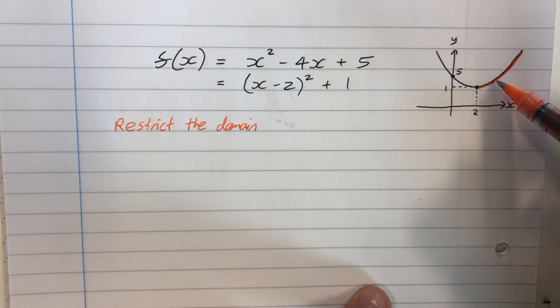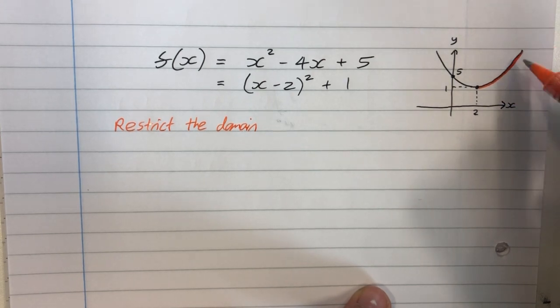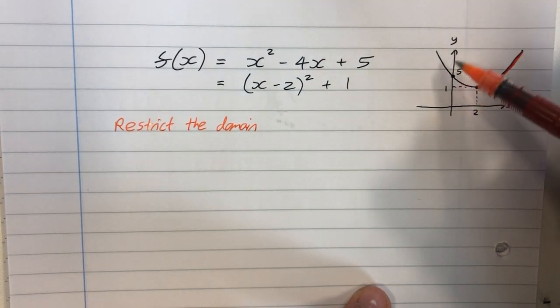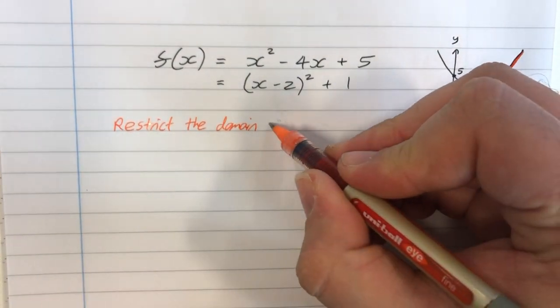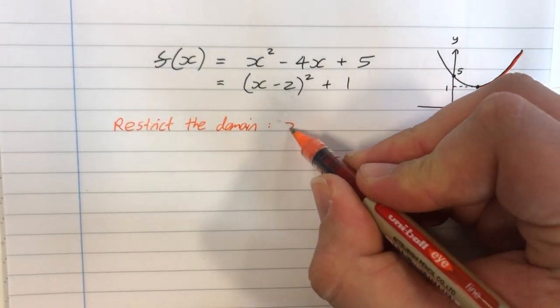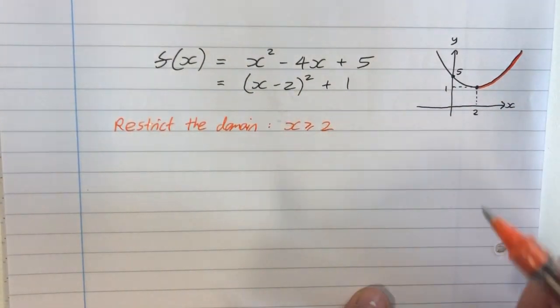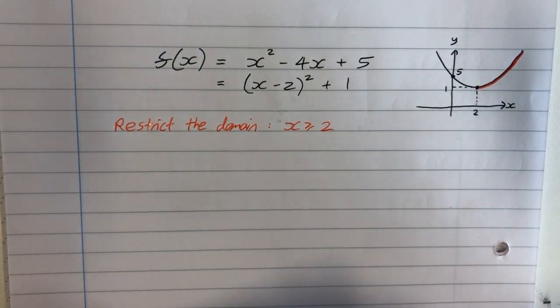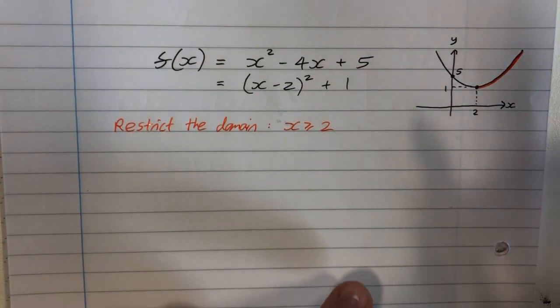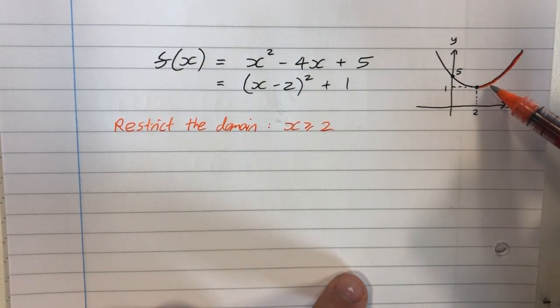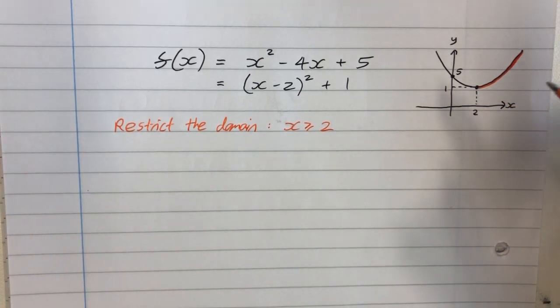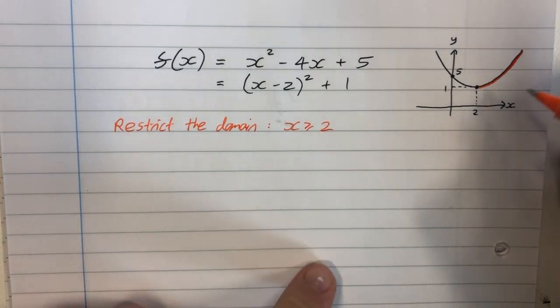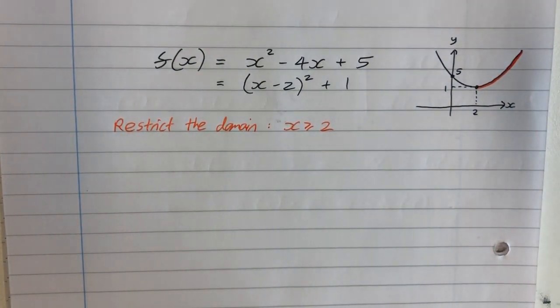I've chosen to take this part because then that maximises how much output we get, so how much y we get, without it being many-to-one. So the domain, therefore, is restricted to x is greater than or equal to 2. Okay, so I've restricted the domain. And now that the domain is restricted, this means it's now a one-to-one and we can find the inverse.